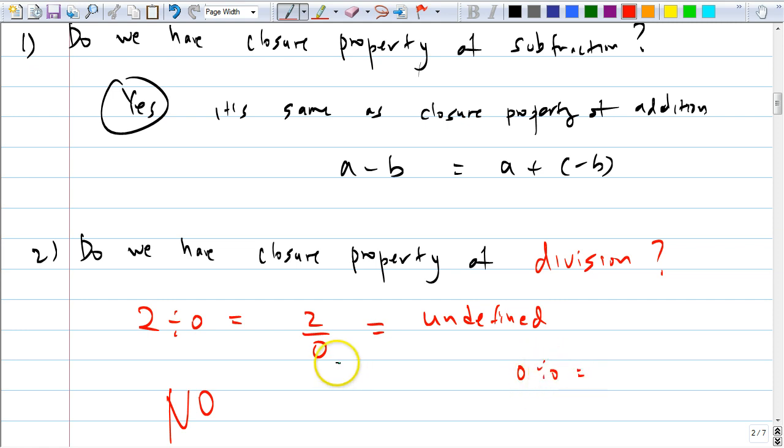No. Anything you divide by 0, even 0, is what? Undefined. So even if it's 0 divided by 0, some people think, wait, isn't the same number divided by the same number always 1? Yes, except 0 divided by 0. So that's still undefined. Anytime you have 0 in the denominator, it's always undefined, even if you're dividing 0 by 0. Does that make sense? Are you okay with that, guys? So therefore, we do not have a closure property of division.